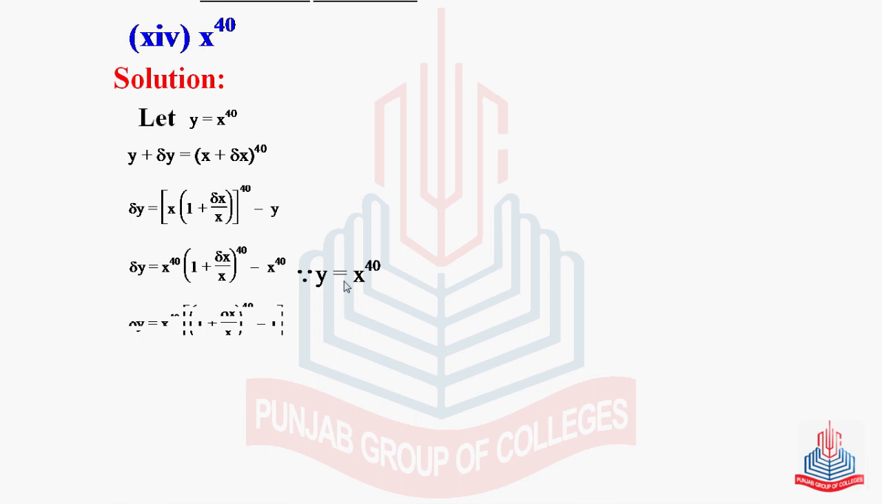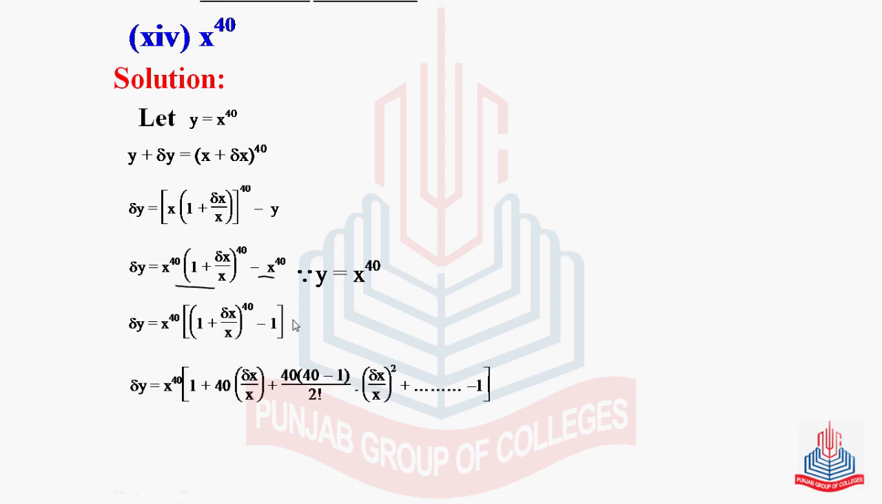Now delta y is equal to x raised to the power 40, taking it as a common factor from both these two terms, we have 1 plus delta x over x raised to the power 40 minus 1. Applying the binomial series here, delta y is equal to x raised to the power 40 times 1 plus 40 into delta x over x plus 40 into 40 minus 1 over 2 factorial, delta x over x whole square, up to so on, and at the end minus 1.